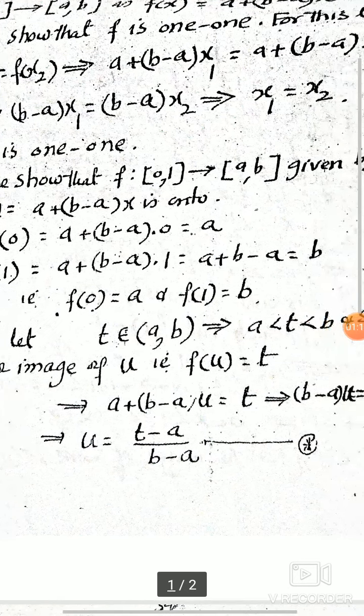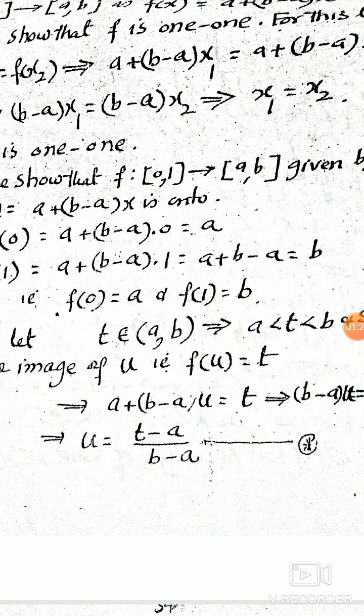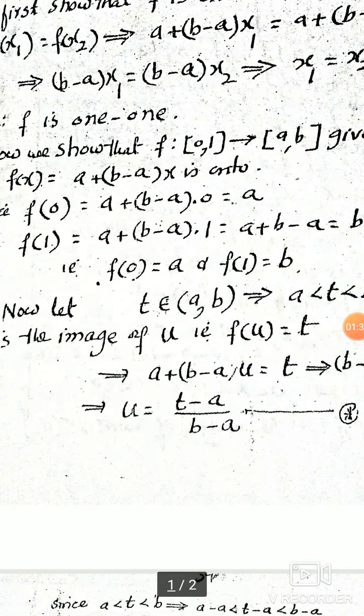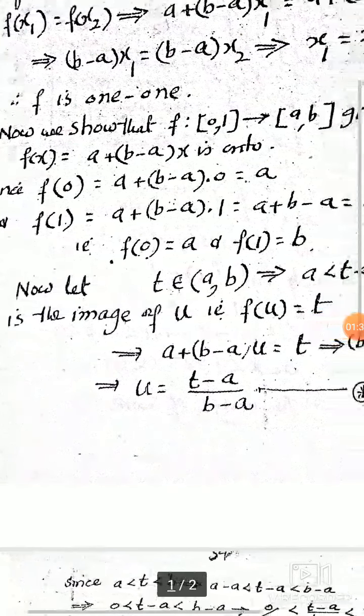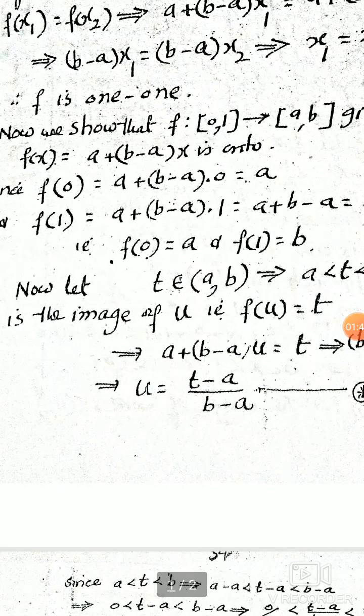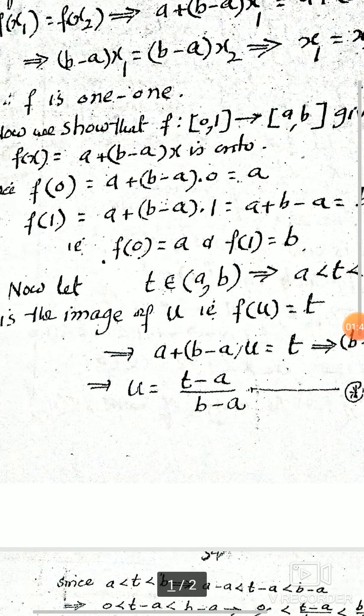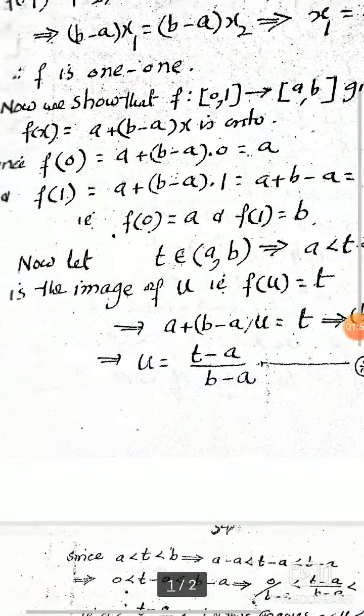Now we show that f from [0,1] to [a,b], given by f(x) = a + (b − a)x, is onto. Since f(0) = a + (b − a)·0, it will become a, and f(1) = a + (b − a)·1 = b, because a + b − a, the a's cancel out, leaving b. That is, f(0) = a and f(1) = b.